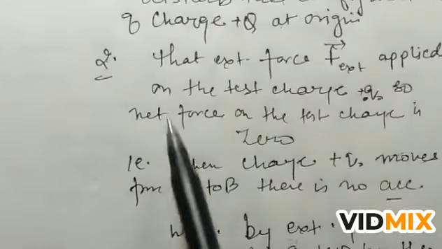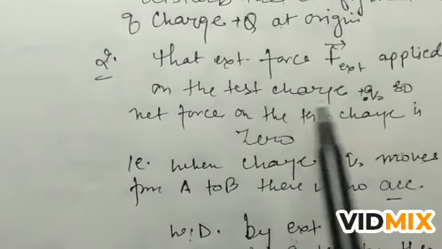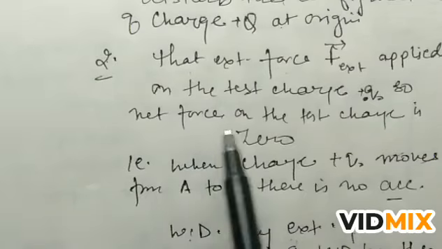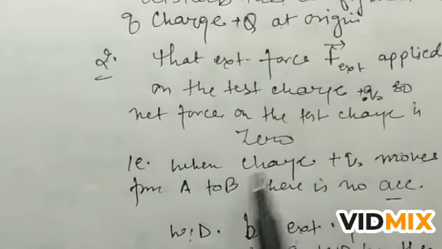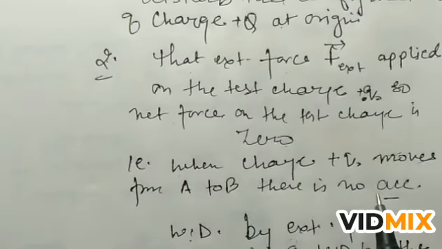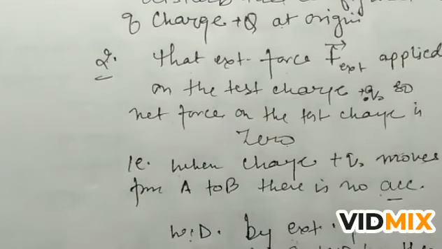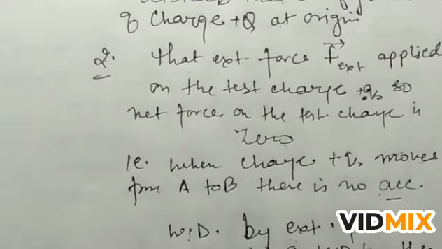And the second assumption is that the external force is applied on the test charge Q naught such that the net force on the charge is 0. That is, when the charge Q naught moves from A to B, there is no acceleration. This is a very important assumption we made to find the potential between 2 points. So there are a few important points.